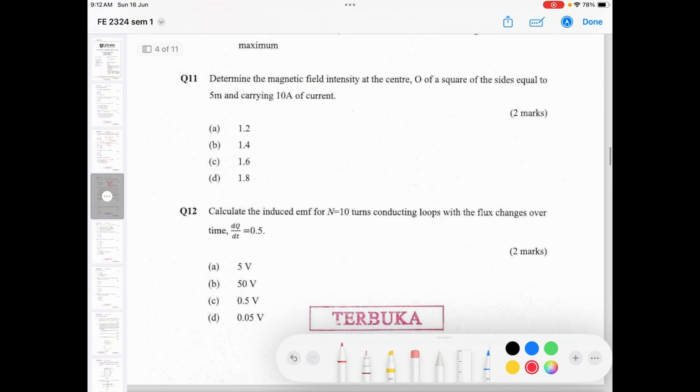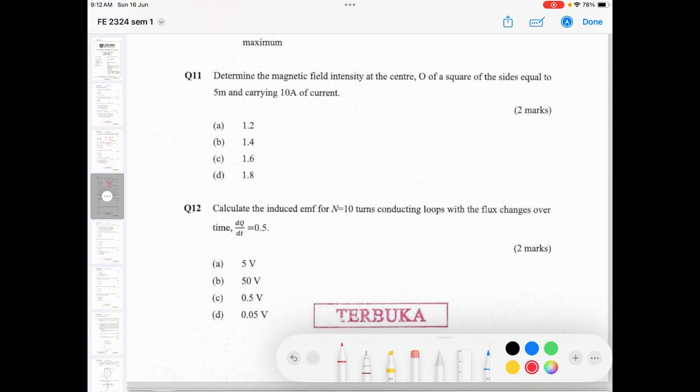Next one, we look at question 11. Determine the magnetic field at the center of a square of side equal to 5 meters and carrying 10 ampere of current. Okay, so this is the case. You have a square, and you have to find the magnetic field at the center. The length of the side is 5 meters, and I assume the current flows in these directions. It is 10 ampere.